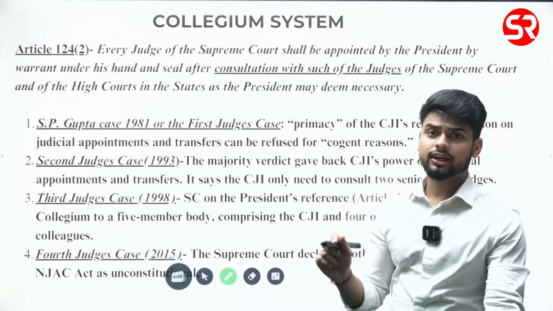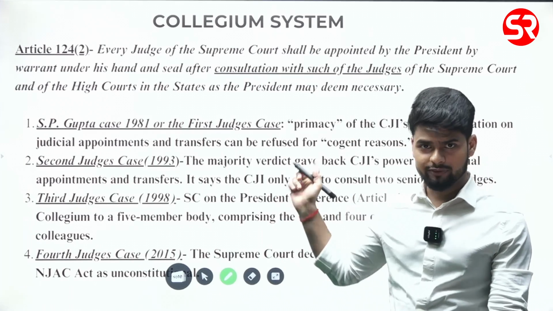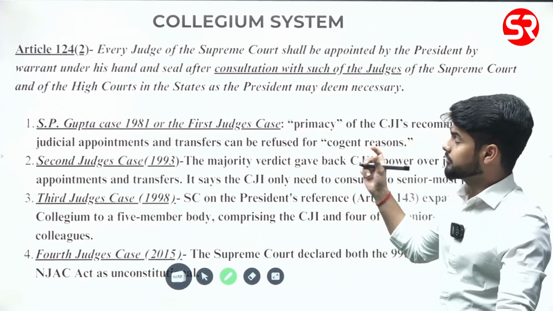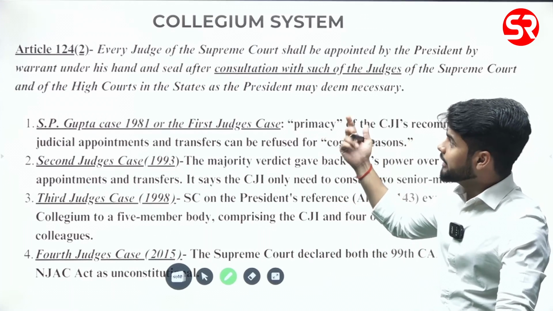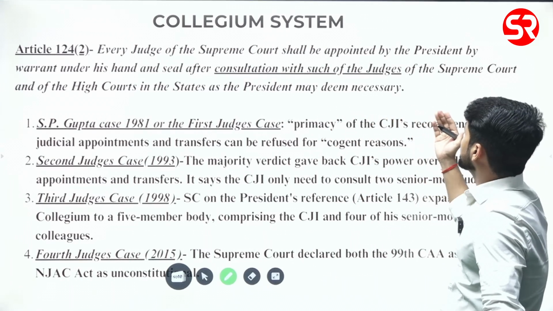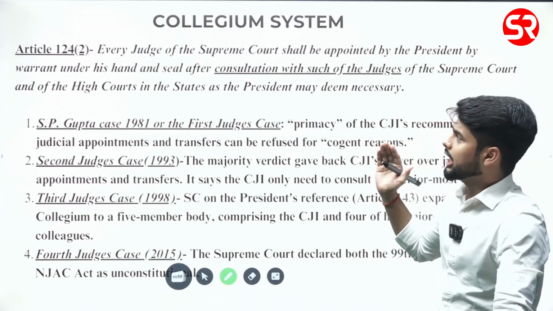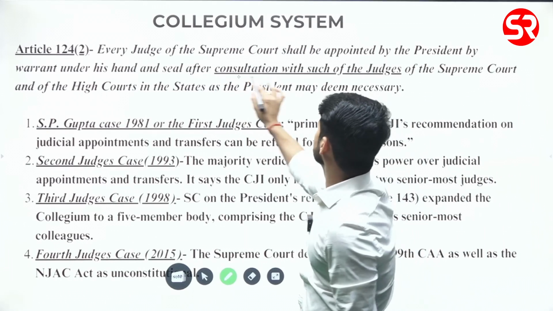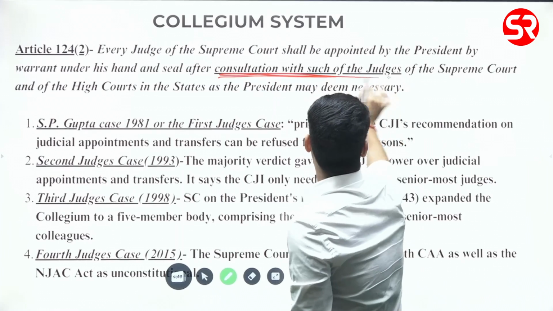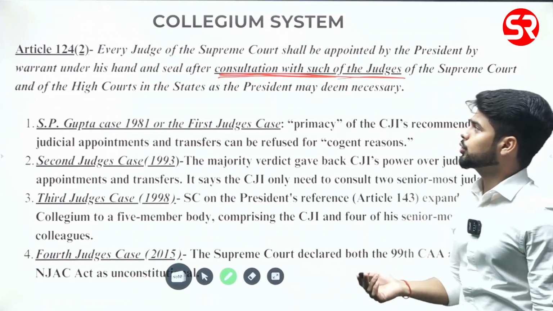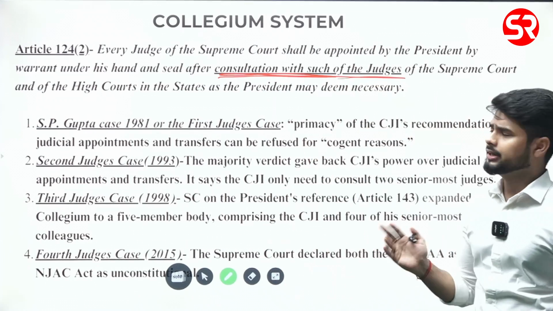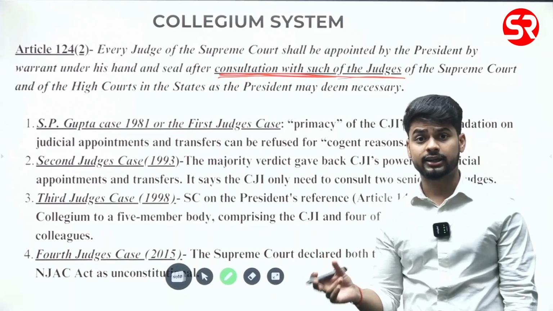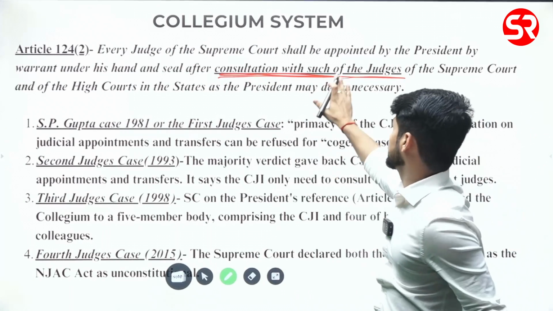So one important article, Article 124 Clause 2 that we mentioned in this question only, you just look at the reading, the verbiage of this article. Every judge of the Supreme Court shall be appointed by the President by warrant under his hand and seal after the consultation with such of the judges of the Supreme Court and of the High Court in the states as the President may deem necessary. Now, in short, it is saying that President is going to appoint in consultation with the judges.